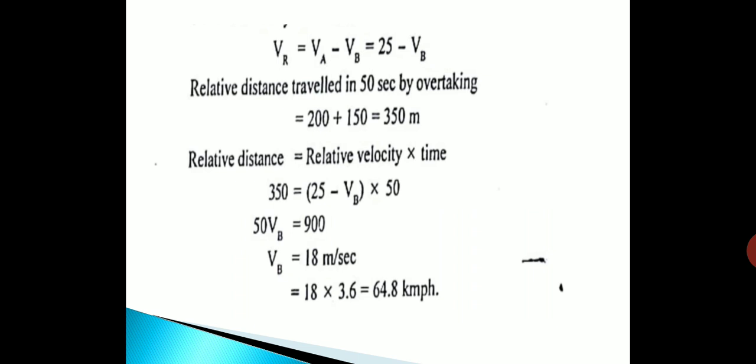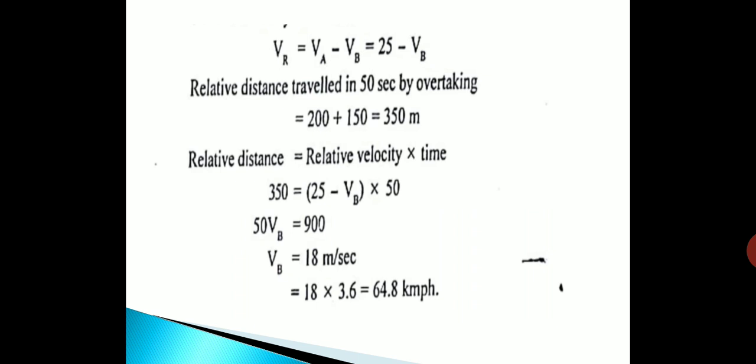So substituting the given values, we concentrate on finding VB. We have the equation 350 is equal to (25 minus VB) into 50. Doing the cross multiplication, we get 50 VB is equal to 900. Therefore VB comes out to be 18 meters per second. Directly we can multiply with the factor 3.6 to convert it into kilometer per hour.